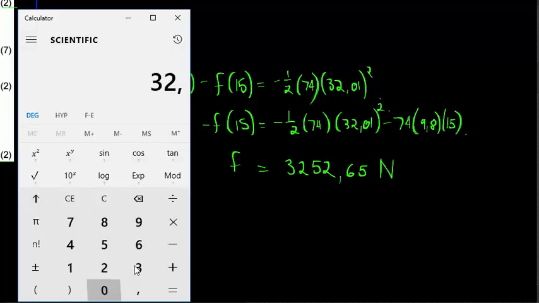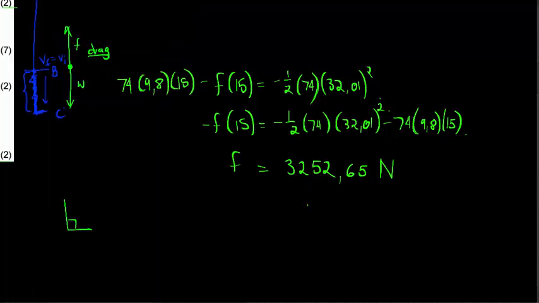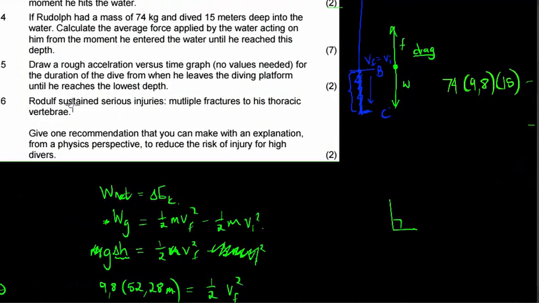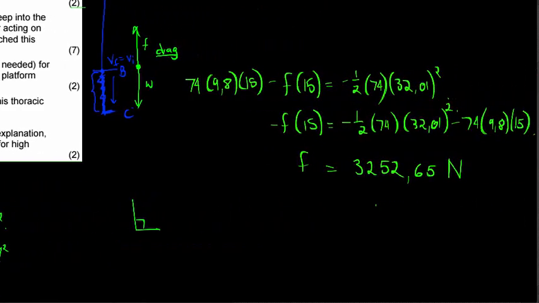Okay, so 32.01 squared times 74 divided by 2 is a massive number. Plus 74 times 9.8 times 15. Is that divided by 15? You're right, 325,265. That would make sense now for the next question down here. Rudolph sustained serious injuries, multiple fractures to his thoracic vertebra, and you can see why. That's a massive force applied to him.